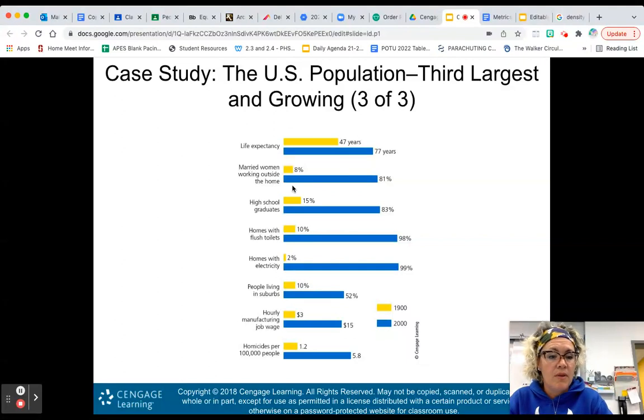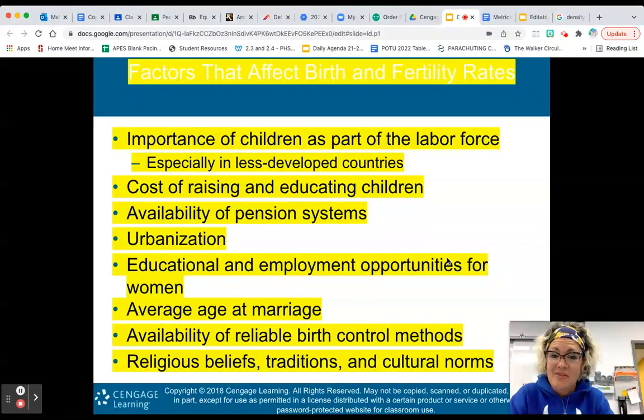Married women working outside of the home: when someone is working outside of the home, you'll have a tendency to see a delay in starting a family, and sometimes choosing to have fewer children. More high school graduates means you're going to school for longer, which means you're delaying having children. Homes with flushing toilets means your children aren't dying of cholera, so you're less likely to feel a need to have a bunch of kids so that you have Social Security. Homes with electricity, people living in suburbs, you can see there was definitely a cultural shift. Sadly, homicides do go up as population goes up. It's the rate at which they happen as well.